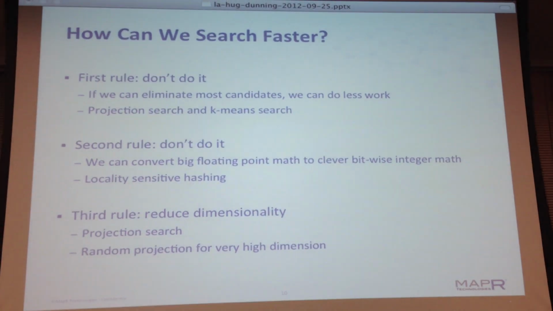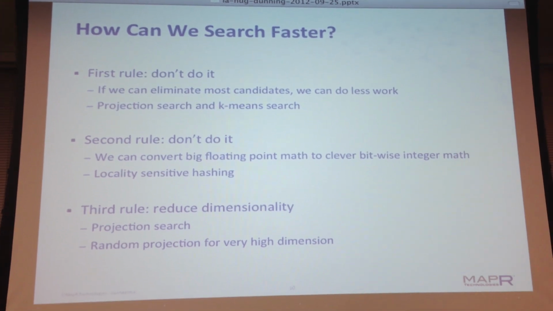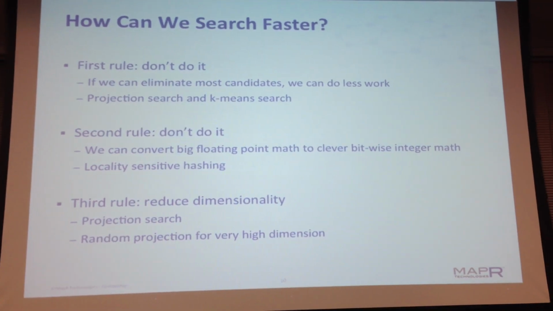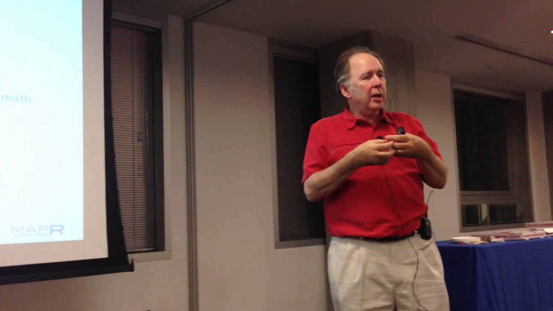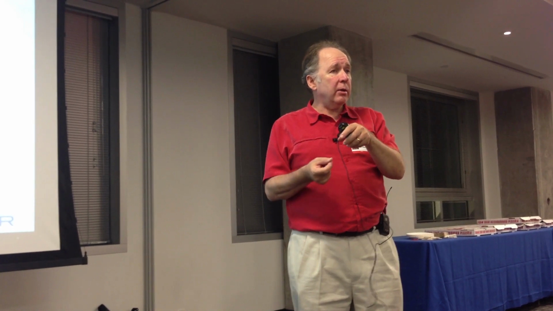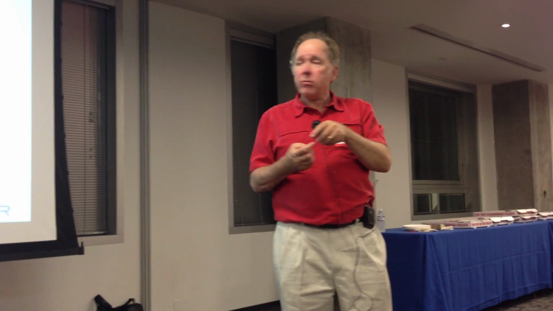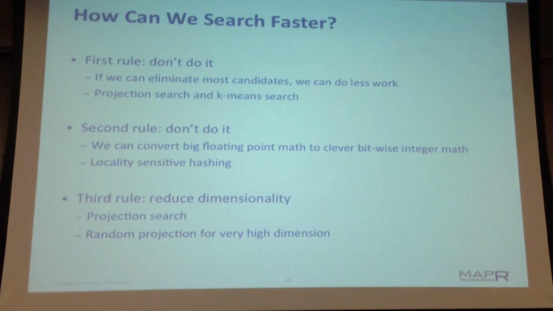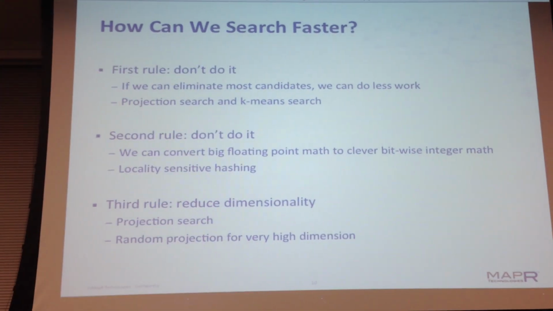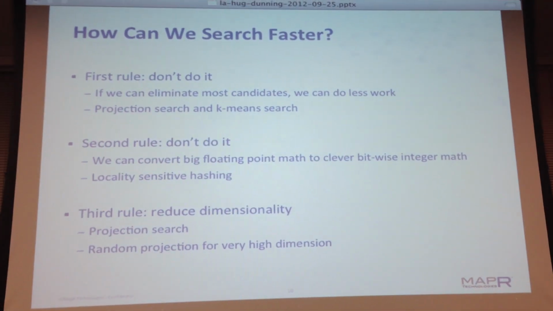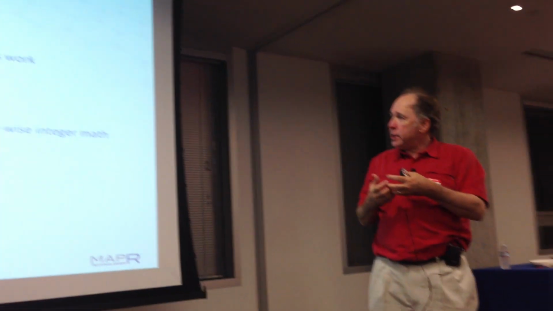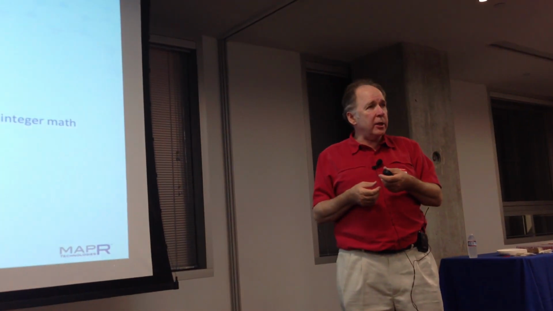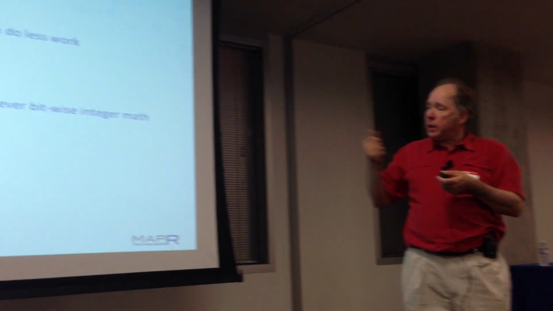And the second rule is when we do have to do it, let's still not do it. Let's find some surrogate for the actual floating point math that we can do fast, like one long word XOR. That's going to be better than a couple dozen floating point operations. And so we can convert a big floating point math operation, mostly, into a single bitwise integer thing using locality-sensitive hashing. I'll explain that in a little bit.